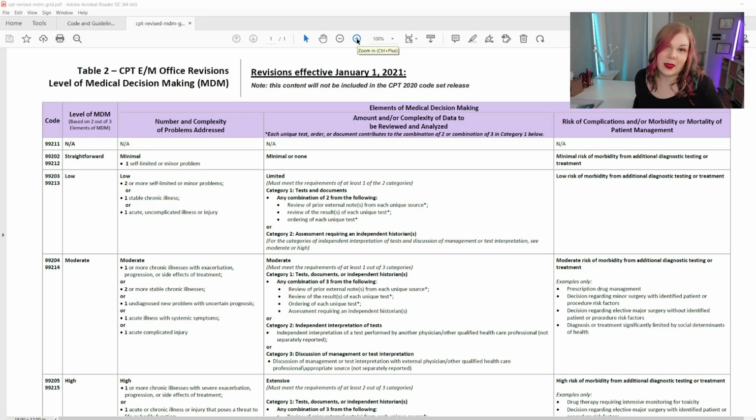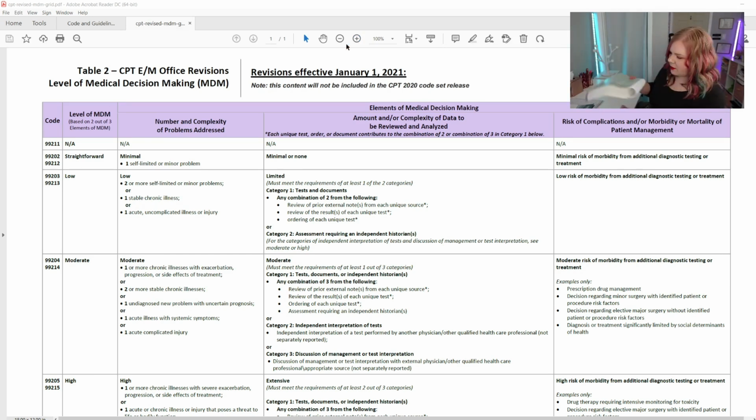All right, so continuing with evaluation and management, we've been going through office visit codes 5 through 1. Today we're going to level 3. We're going to be talking about the 99203, 99213. So this is the official AMA grid. You can find it printed on page 17 in the 2022 CPT book.